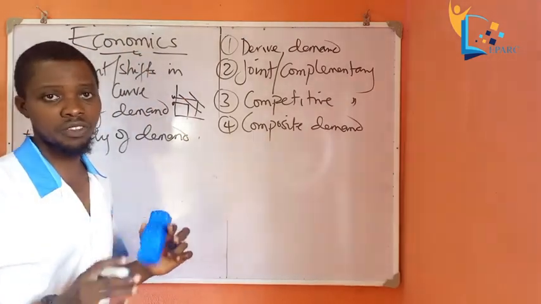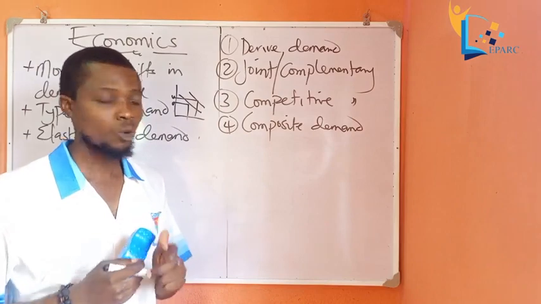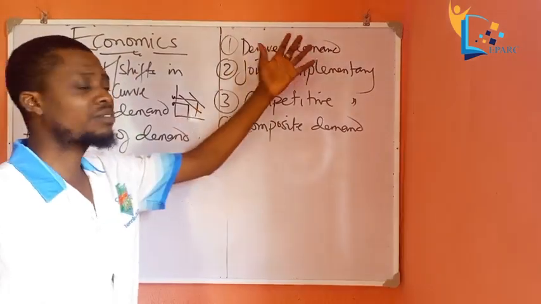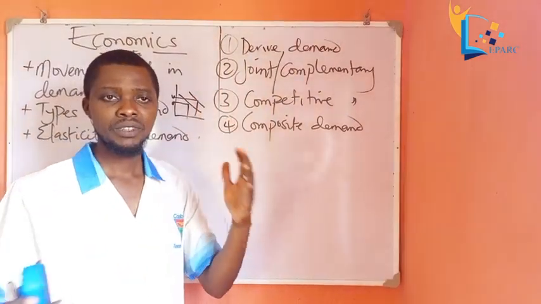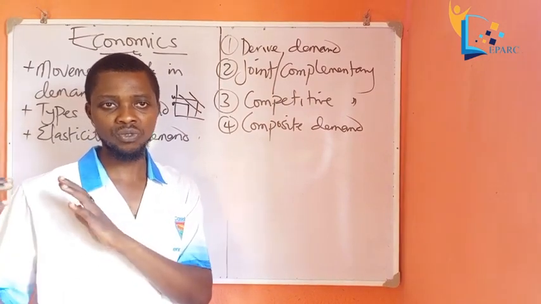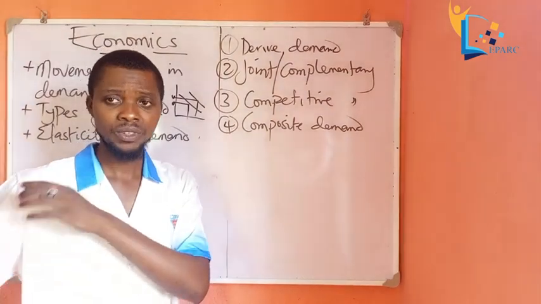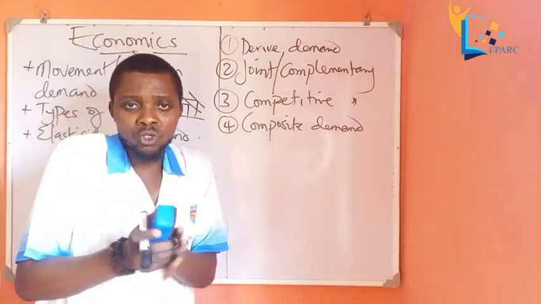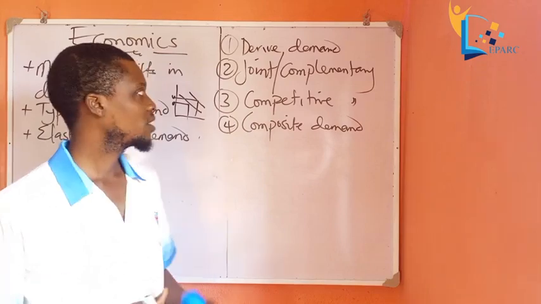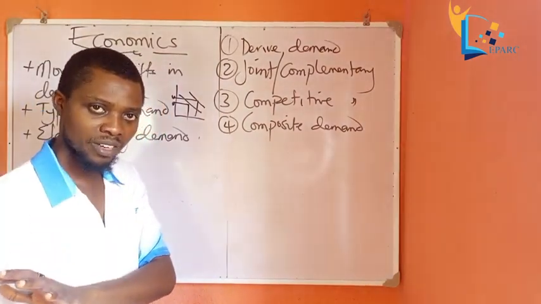There may be other types of demand, but these are the fundamental types of demand. Now, when we say derived demand, what do we mean? Derived demand is goods demanded as a result of demand for another good, another commodity. We demand this one because we have to demand this. So the demand for one will necessitate the demand for another one.